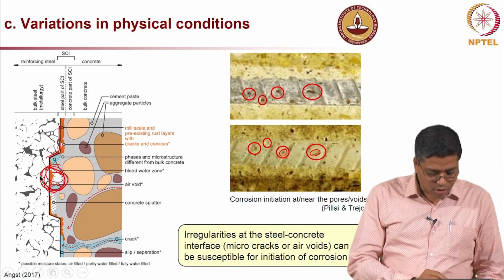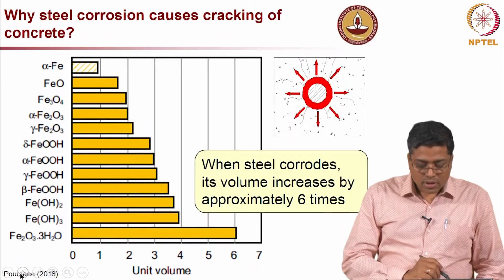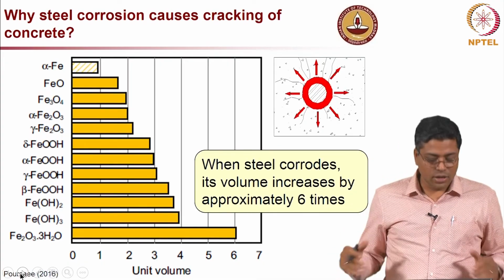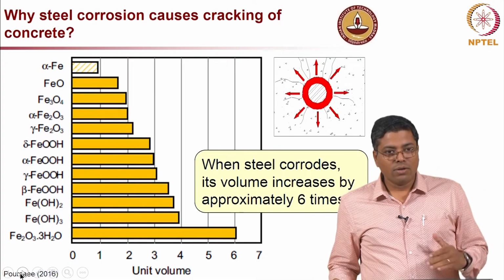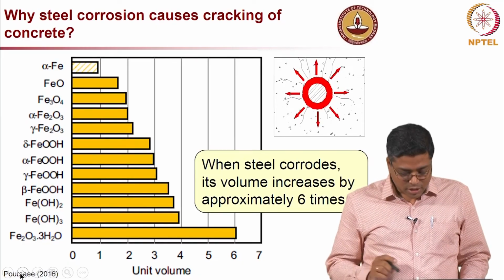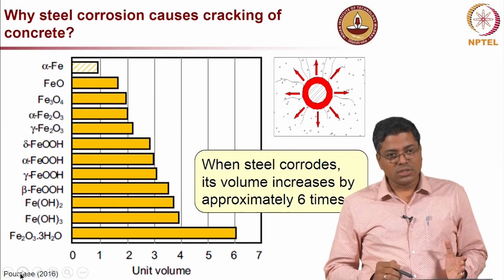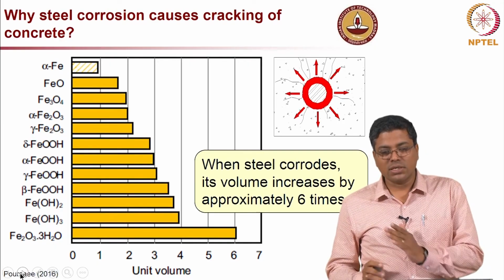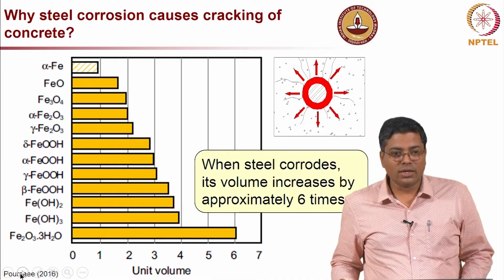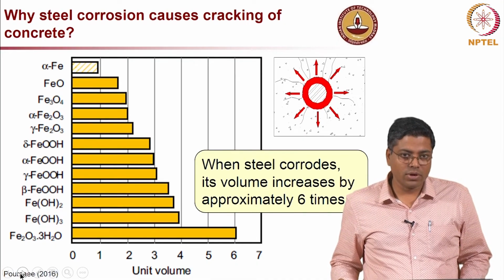Okay. Now, what happens when corrosion starts, and why are our concrete structures cracking? This is also a big concern. When corrosion happens, there is a significant volumetric expansion, about 6 to 8 times increase in the volume.